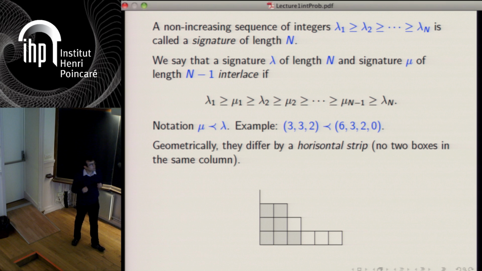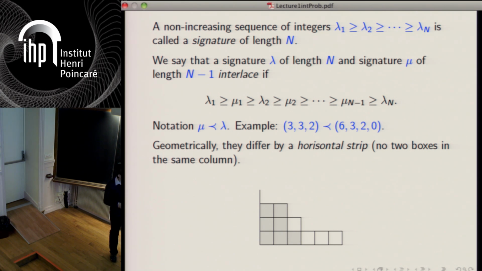Now I want some relations between signatures of two different lengths. If I have a signature of length n and a signature of length n minus 1, I say that they interlace if we have these inequalities. So we have 4 integers lambda, 3 integers mu, and they should interlace. They should be between each other. So we should have these inequalities, and this situation will be denoted by mu less than lambda.